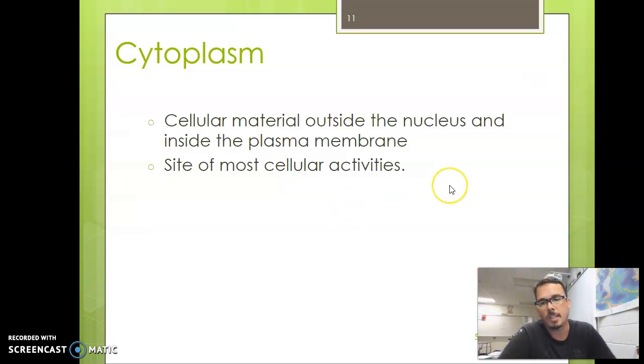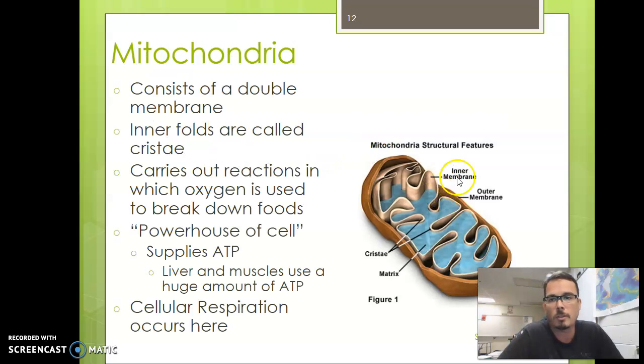In the cytoplasm, you have just cellular material. It's going to consist of anything that's outside the nucleus and inside the plasma membrane. So it's the site of most of the cellular activities. You're going to see organelles there, such as the mitochondria, which consist of a double membrane.